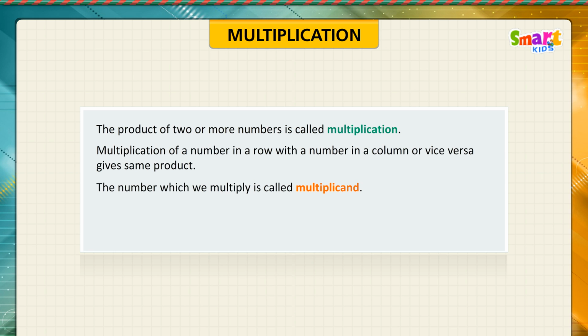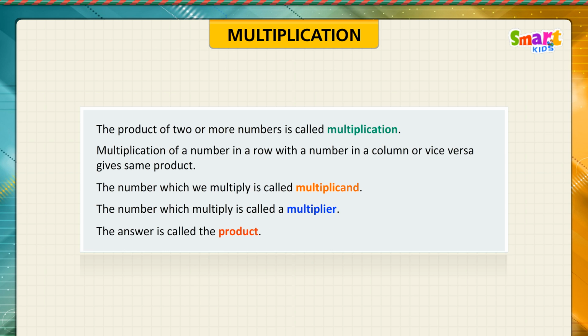The number which we multiply is called the multiplicand. The number by which we multiply is called the multiplier. The answer is called the product.